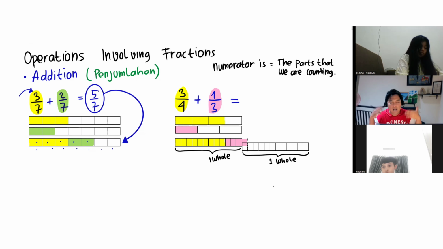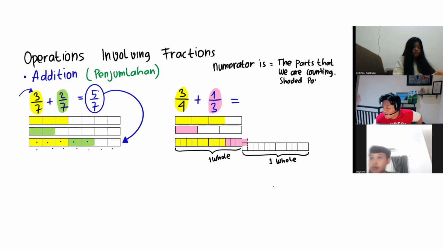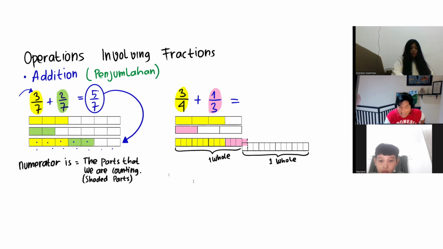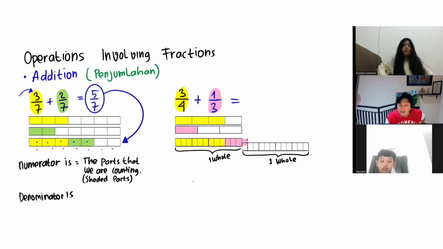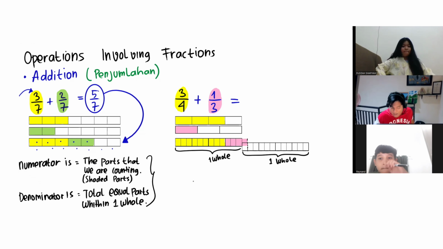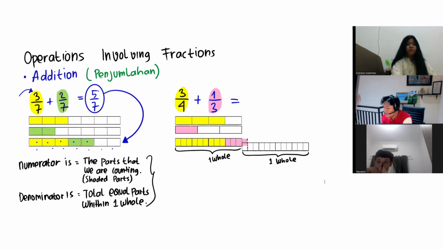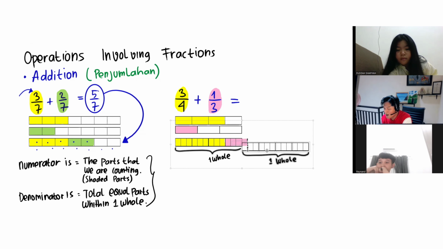So how many parts do we need to count here? It actually belongs to the numerator. All right, or you can say that the numerator is the number of the shaded parts. Numerator is the parts that we are counting, but the denominator is the total equal parts within one whole, right? Regarding this definition of numerator and denominator, what is the numerator of this fractional number? Anyone? I'm going to put it a bit higher.